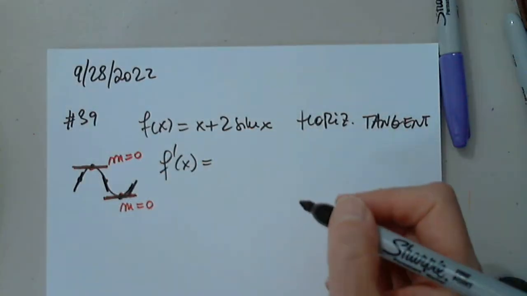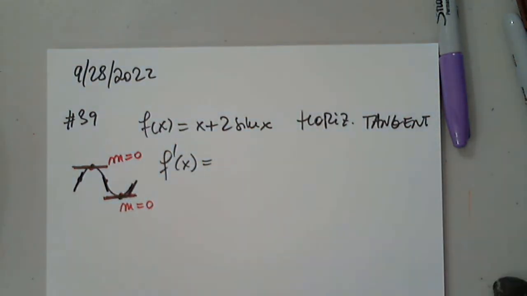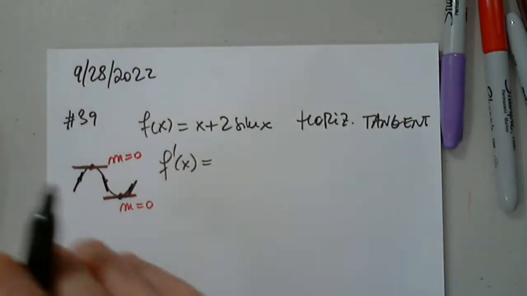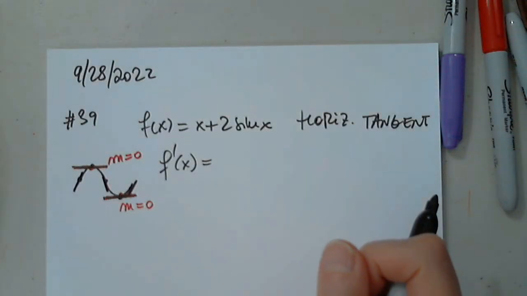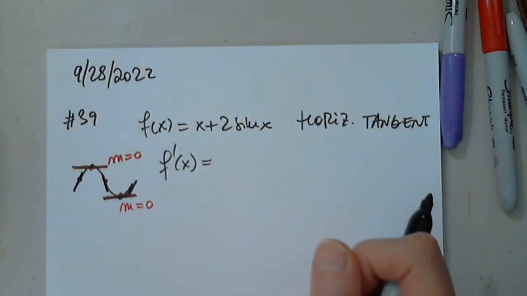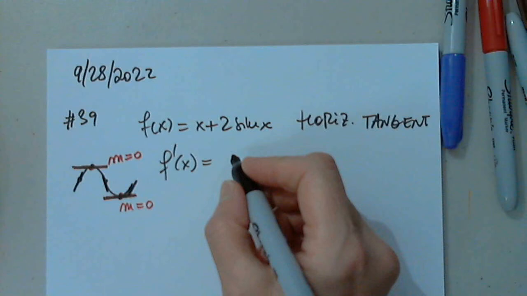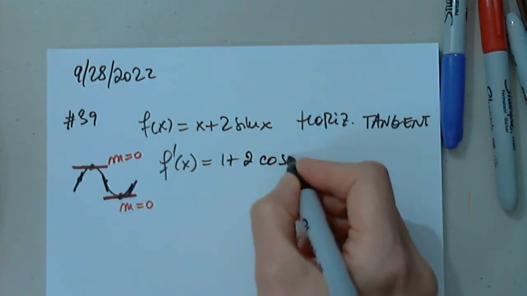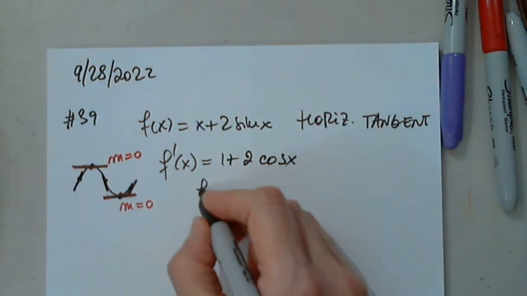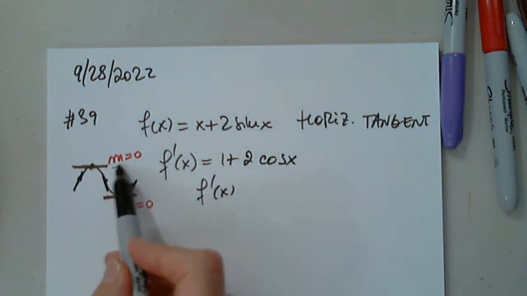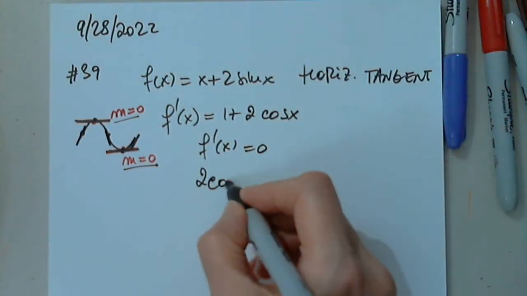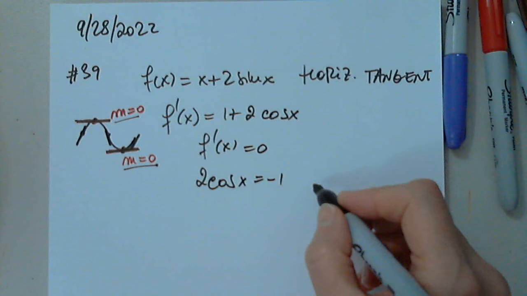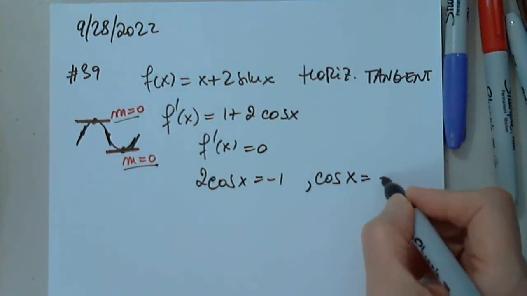Can anyone give us f prime of x? Anyone other than Caitlin? She already told us what to do. Say 1 plus 2 cosine x. Very good, awesome, brilliant. So now we have to set it equal to 0. Why set it equal to 0? Because we're talking about a tangent that is horizontal. Good, so then I have cosine x equals -1/2.